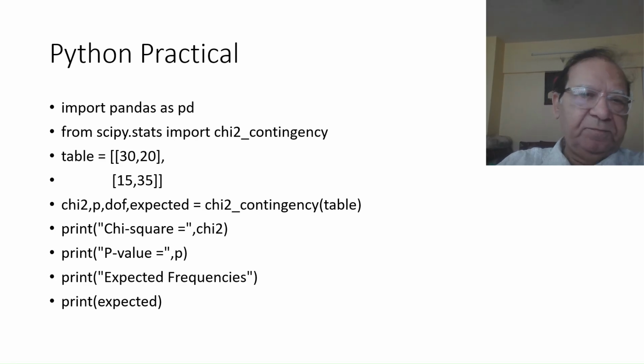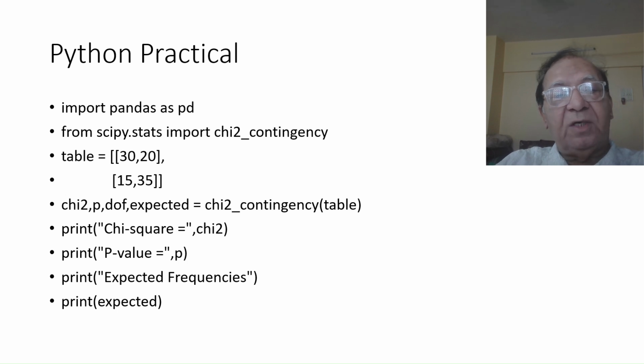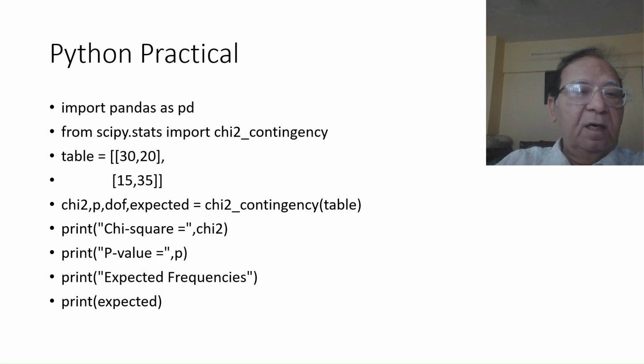In the Python practical, we use pandas and SciPy stats chi-square contingency. We say import pandas as pd from scipy.stats import chi2_contingency. Now the table is 30, 20, 15, 35. So we say chi2, p, dof, expected, which will give us the chi-square contingency table.